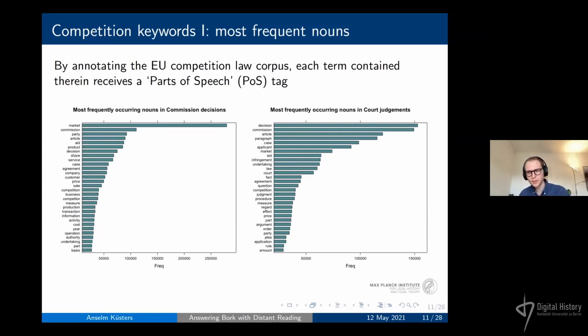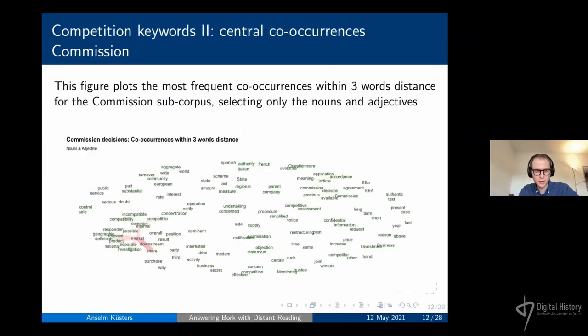But we also see some small difference already at this stage, with the commission caring mainly about physical features of a product or a service, such as price or cost or other physical features, whereas the court seems to also look at effects and at competition as a process. At least that's my interpretation, and I will reinforce this argument in a couple of minutes with more evidence.